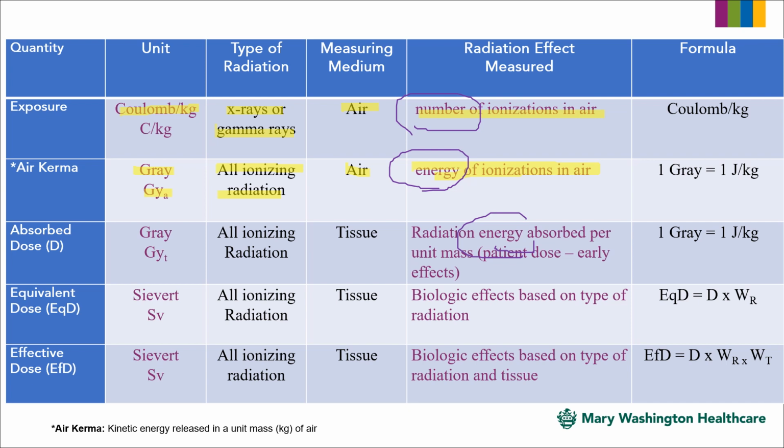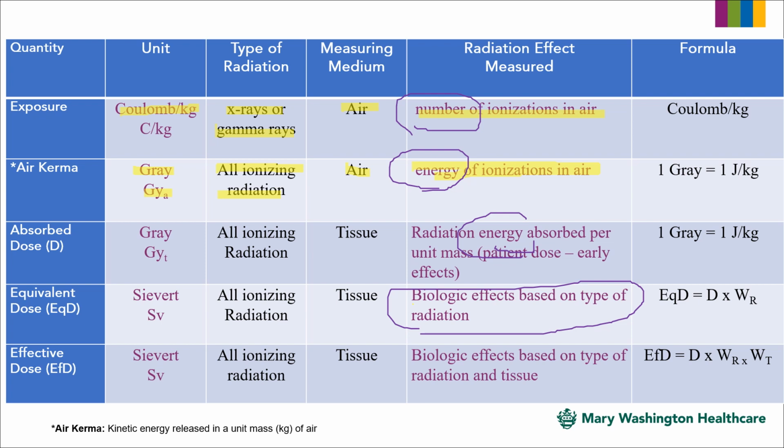Now, if we go on to the sievert, which is the equivalent dose and effective dose unit, for both of them, they have all ionizing radiations, and we're still talking about tissues for absorbed dose, equivalent dose, and effective dose. We're talking here about biologic effects. Very important thing to look at. We're looking at biological effects based upon types of radiation. So that's the one thing that's very unique about this one, is biologic effects.